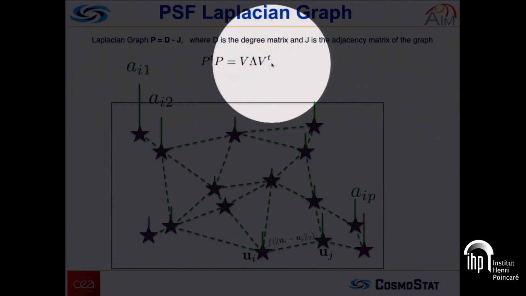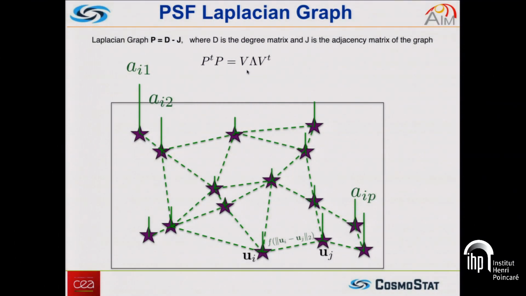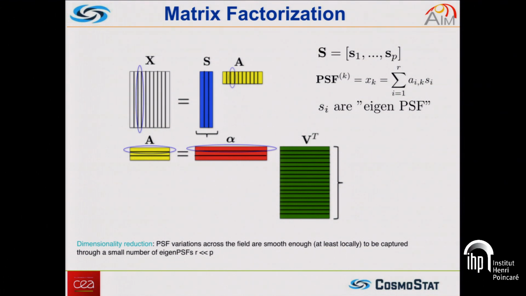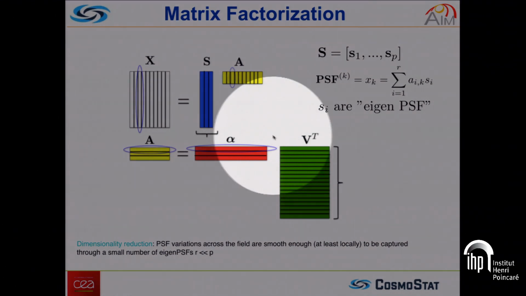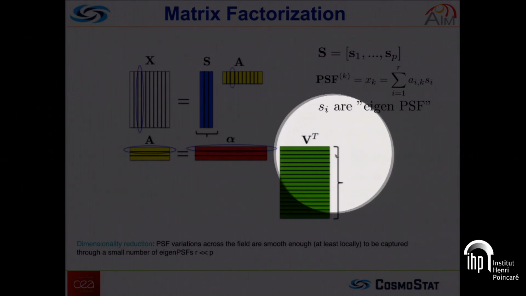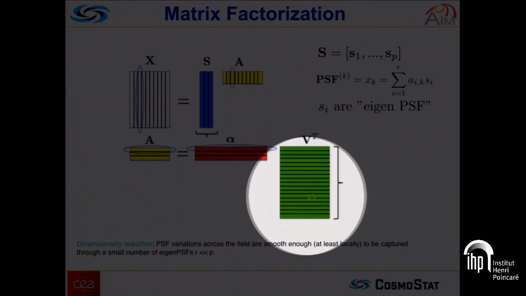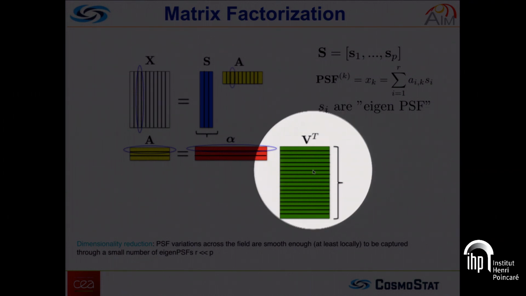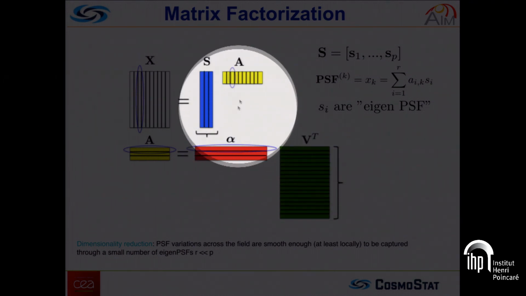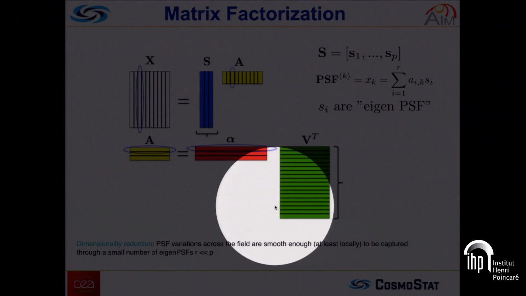And doing this, then you get this VT. So coming back to the previous equation, now we have VT, which is defined, and which depends only on the position of stars in the field. So this is fixed. And what we need to find is S and alpha.